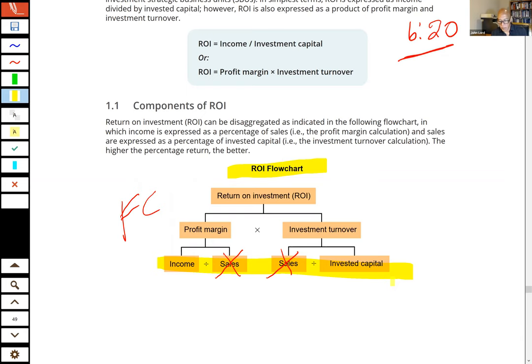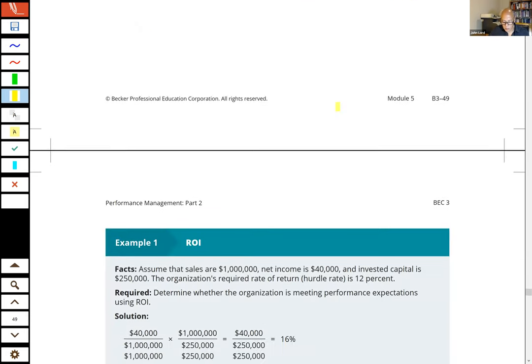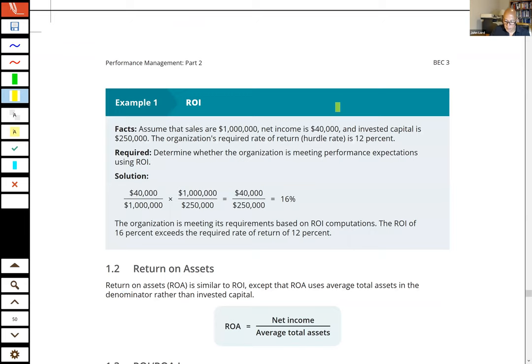They're going to give you the income number. They're going to give you the invested capital. And so if you look at what the next example did here, again, they gave us all of those elements, but if we really just picked up the two that we need to be able to answer this question, it was the 40,000 net income, and the invested capital of 250,000.